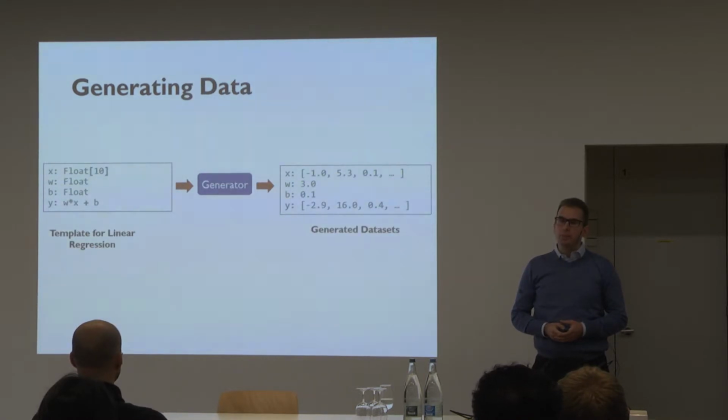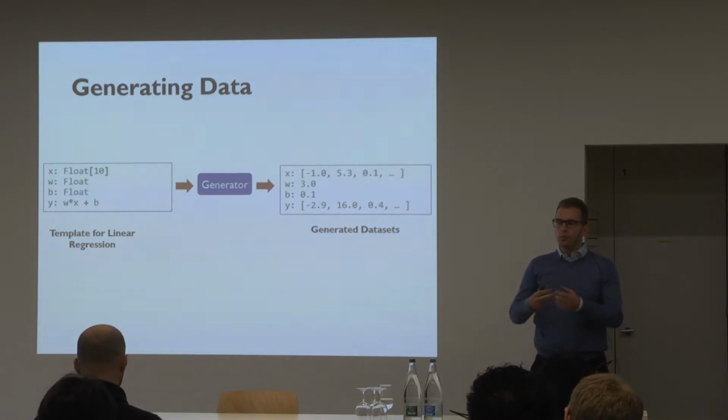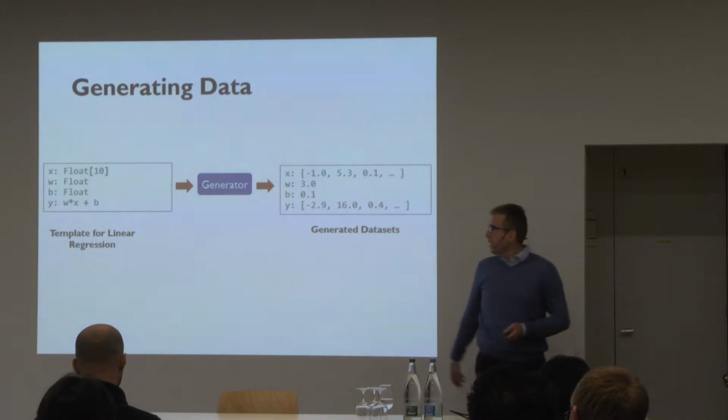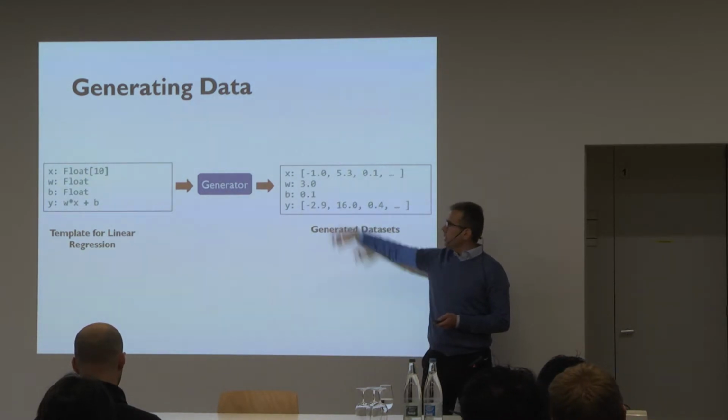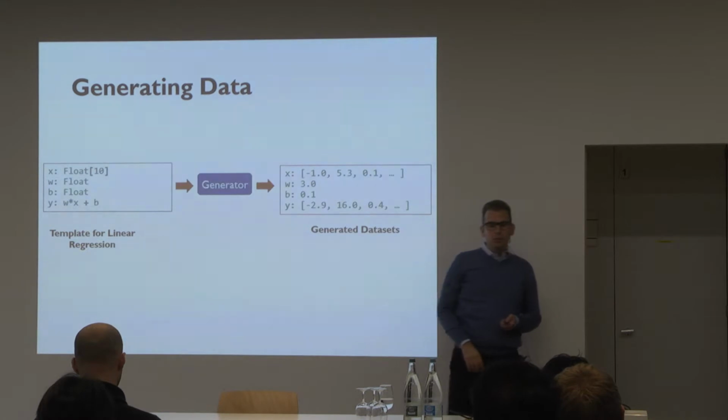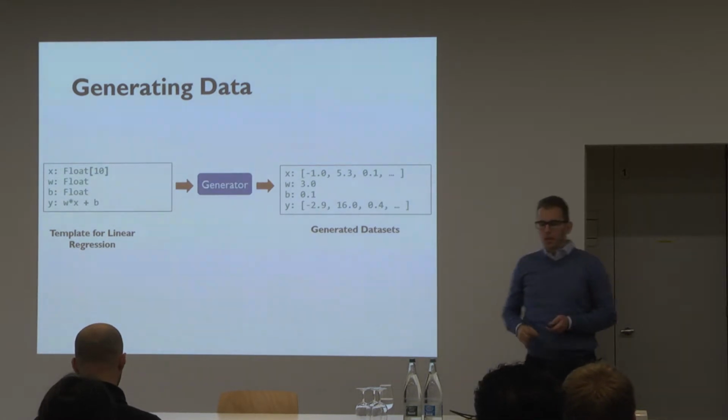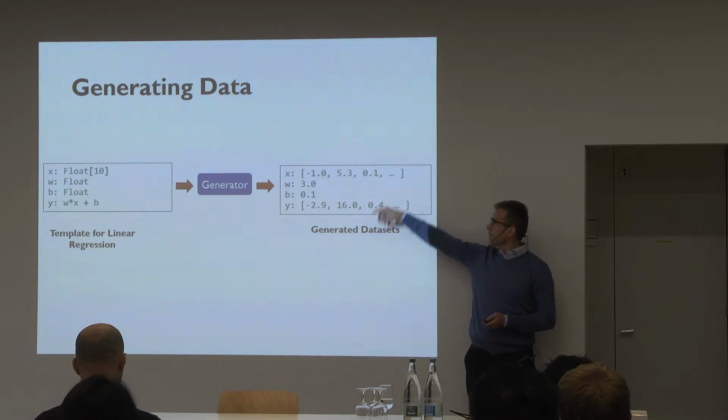So let's dig a little bit deeper into this process. When you specify a template, first you can specify a way to generate data. You can have more or less flexibility in that process. So we can say, for instance, we want the data to have, in this case, 10 floating point numbers. W and B here will be constants, and they will be hidden. And finally, y will have this linear relation with x. And we can get a result like this.